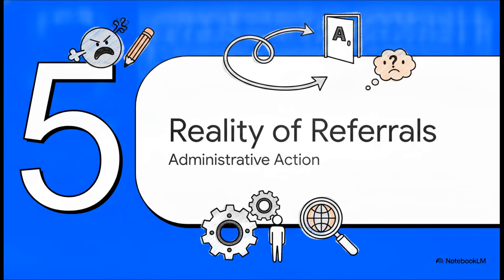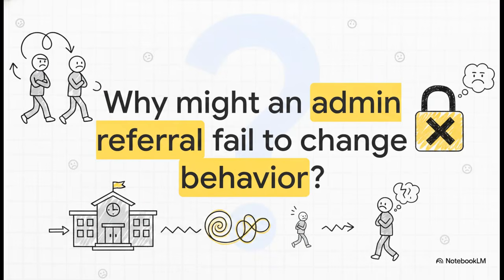And this inevitably brings us to Section 5, the reality of referrals. I completely understand the profound challenge and frustration when a student returns from the administrator's office completely unchanged. But we really need to step back and look at the bigger picture here. It's a question that plagues staff rooms globally, isn't it? Why might an administrative referral fail to change a student's behavior? We send them away, fully expecting a transformation, and they walk right back in with the exact same defiant attitude. Why does this keep happening?